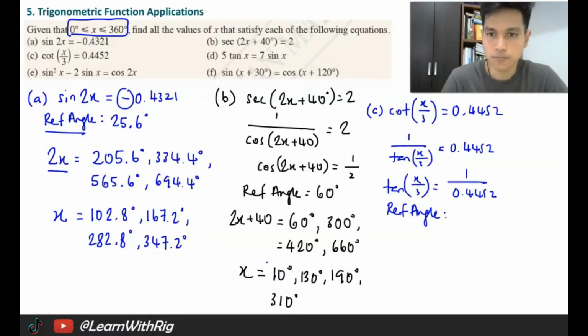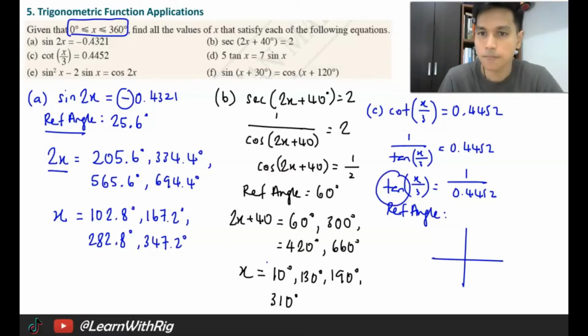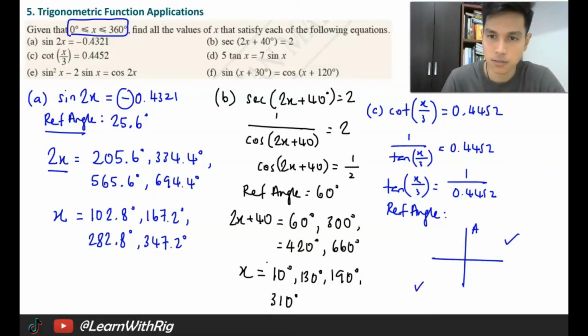Okay, so for this case, tangent, right? Tangent and positive. So where is tangent positive? Which quadrant? First quadrant and also third quadrant. All Science Teachers: here is A, here is T. So first quadrant and third quadrant.